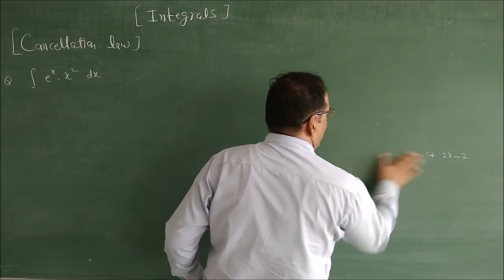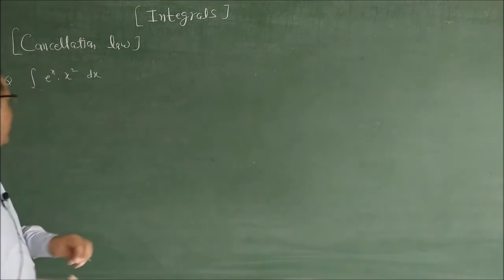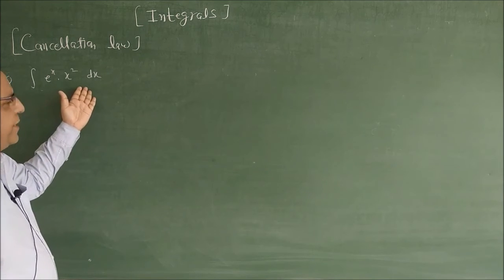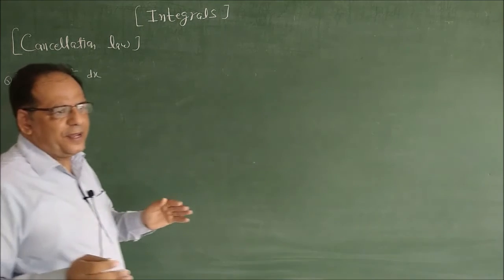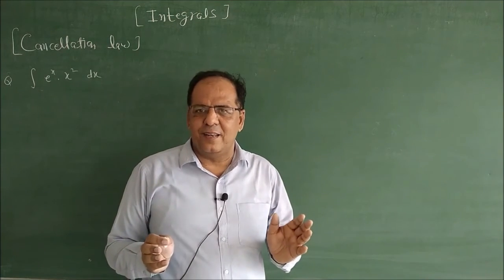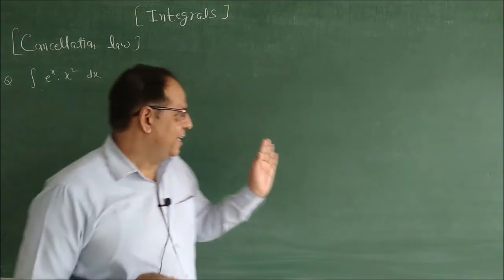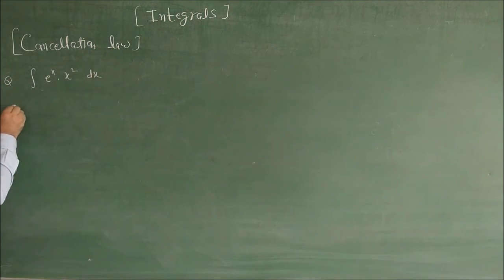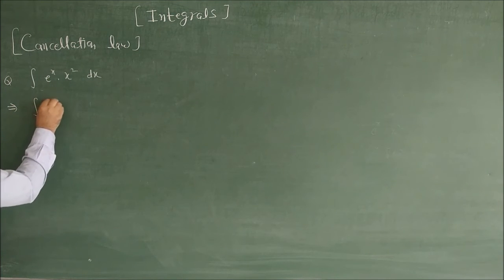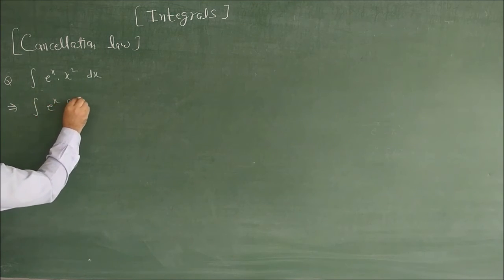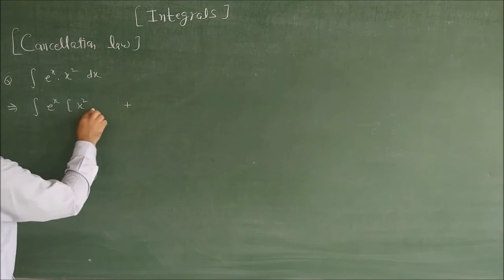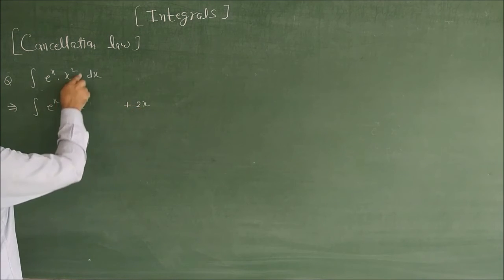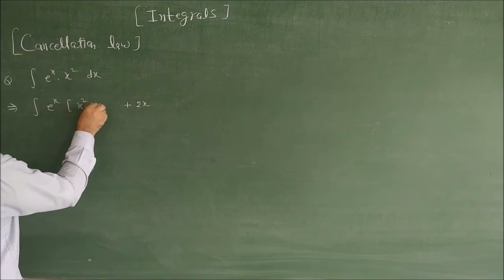Now I am taking one more question based on the cancellation law, and this question we normally solve by the integration by parts method, but if you are well aware of the cancellation law, then this type of question can be solved by the cancellation law. How can we solve this? e to the power x, x square. Now the differential of x square is 2x, but 2x is not available here, so for balancing, subtract 2x there.